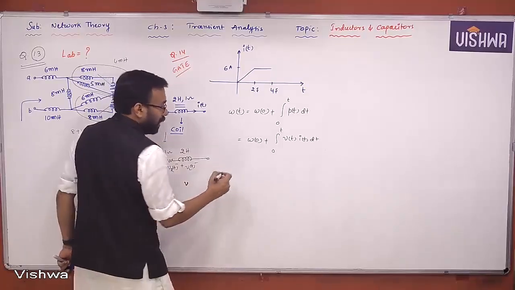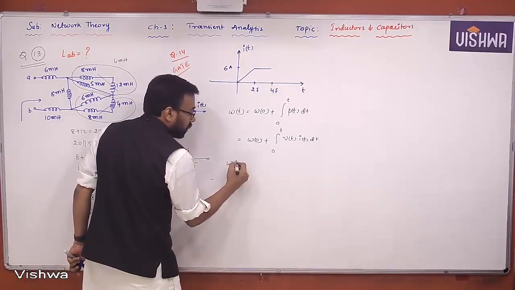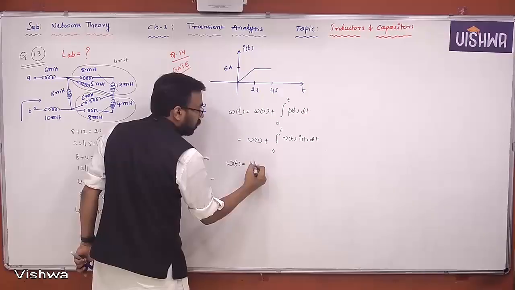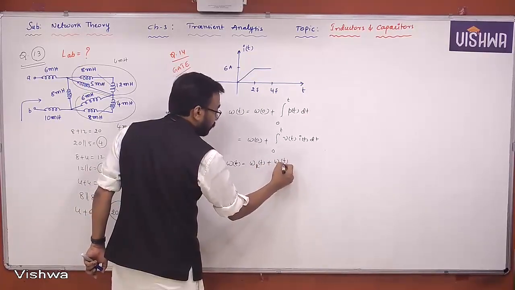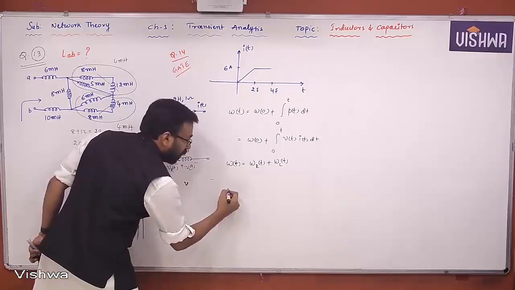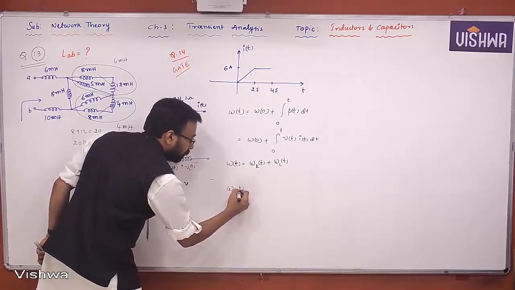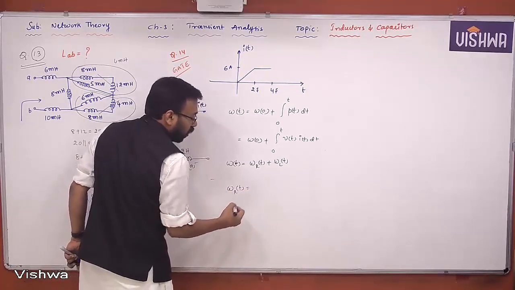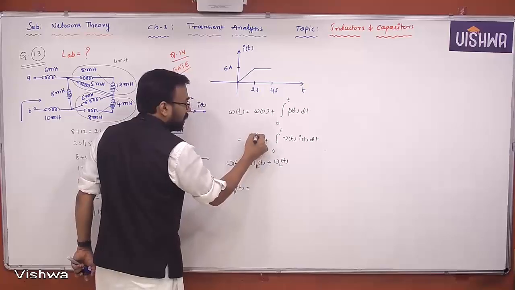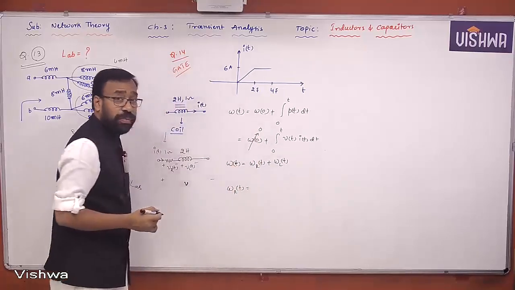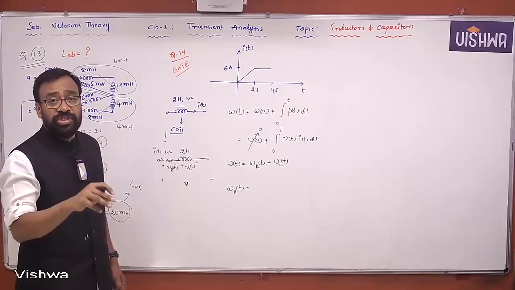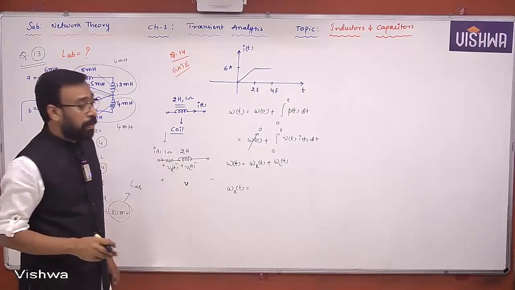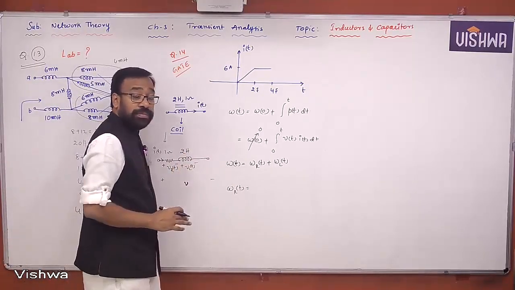So the total energy is nothing but WR of t plus WL of t. Understand all of you? So let me first find what is WR of t. W naught, but you know that this is 0, because he did not provide any information directly or indirectly regarding the initial amount of energy stored in the coil. So I can take it as 0 with an assumption.